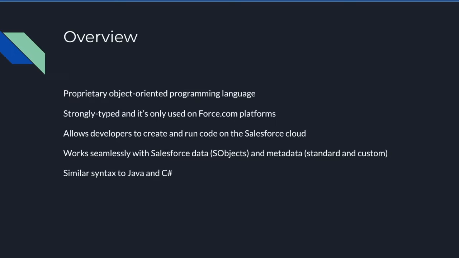So Apex works seamlessly with data, otherwise known as S-objects or Salesforce objects, and metadata, which could be standard and custom. So basically what S-objects are, they're Salesforce objects that we use to store data within Salesforce. You can refer to S-objects as sort of being database tables, if you will. And metadata is generally defined as being standard or custom.